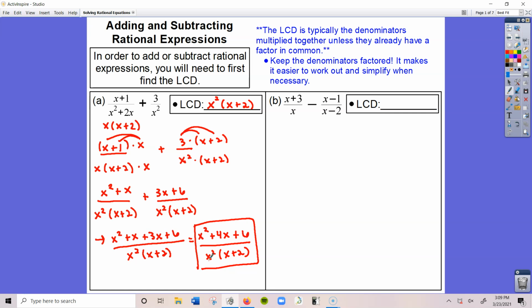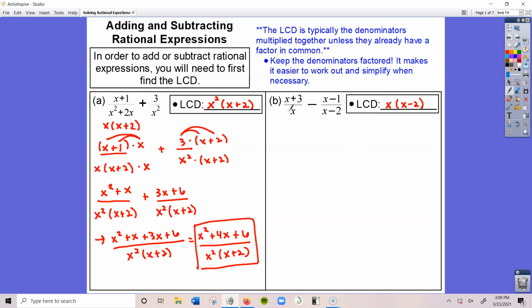Now let's look at subtraction. We have x plus 3 over x minus x minus 1 over x minus 2. These denominators don't need to be factored because we can't. The least common denominator is when we multiply these together. So that would be x times x minus 2.